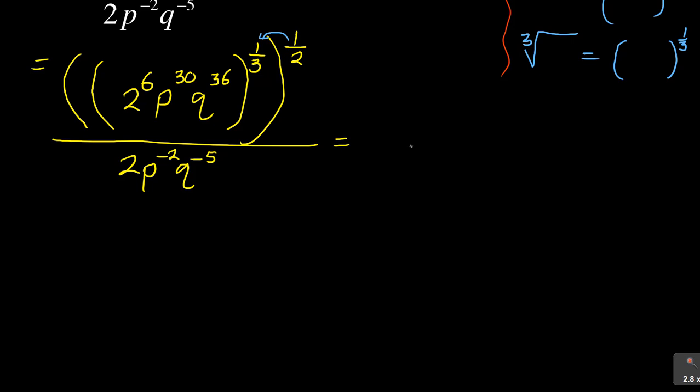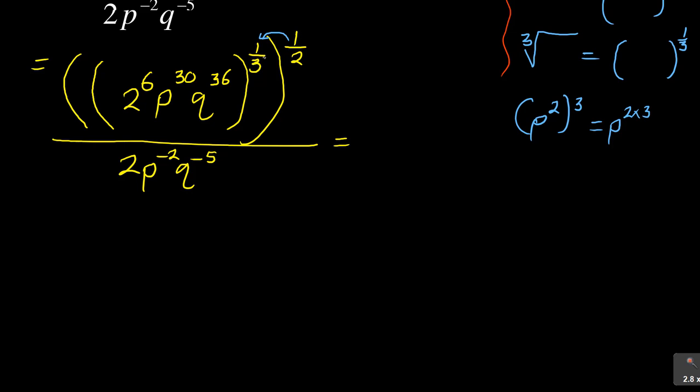And remember, I'm using the laws of exponents here, which say if you are given, for example, p squared and then to the power of, for example, 3, you are going to say p to the power 2 times 3, you see.